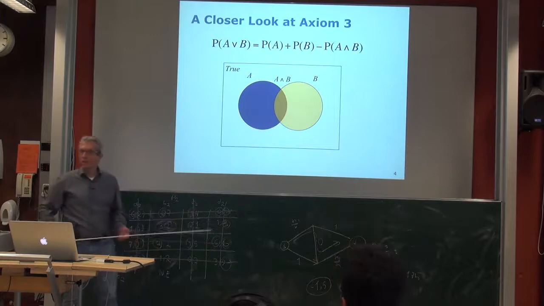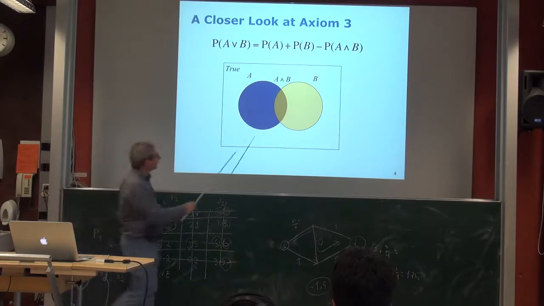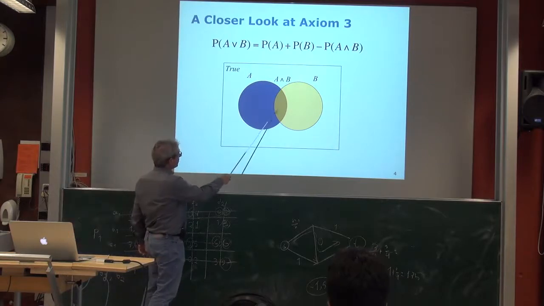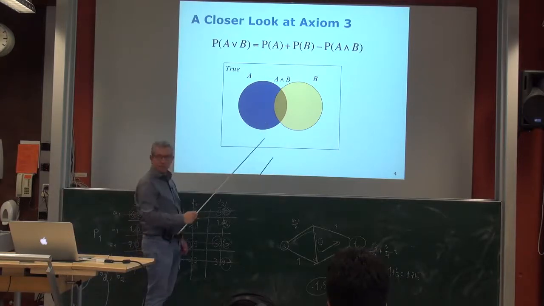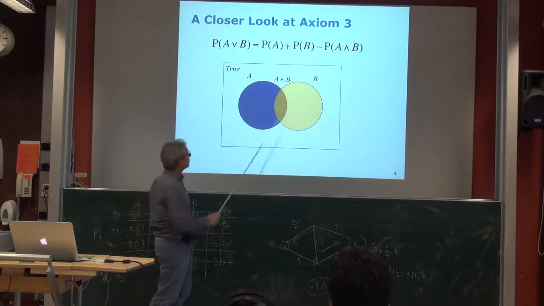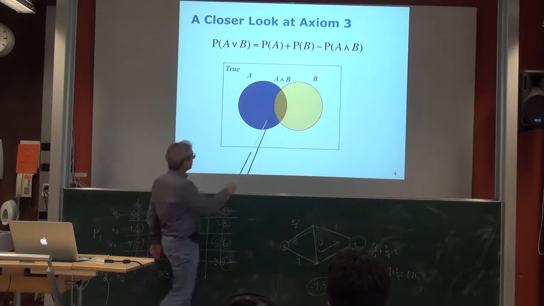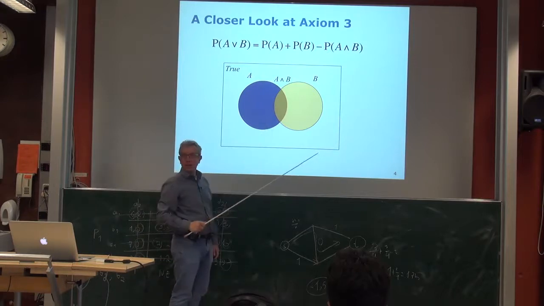But this area, unfortunately, is less than the sum of the two areas of the individual circles. Because when they have an overlap, if you sum up the two individual sizes of the disks, which would be P of A plus P of B, then you would count the overlapping area twice.